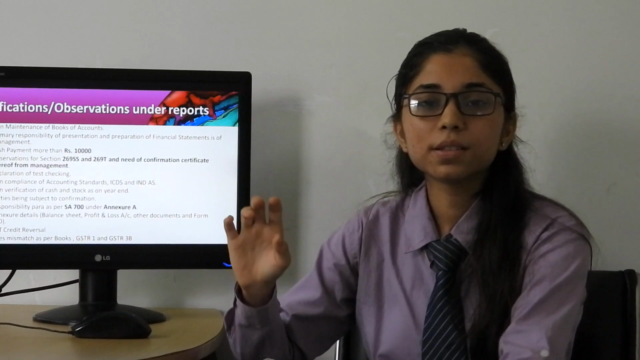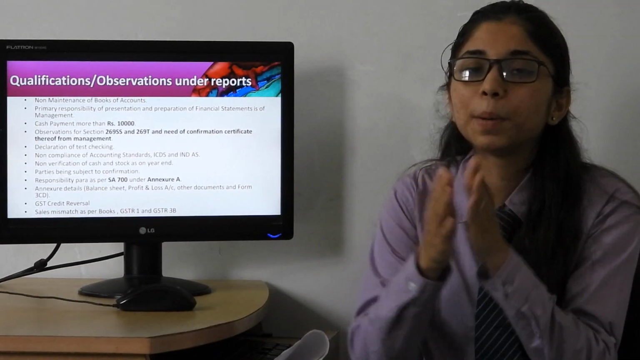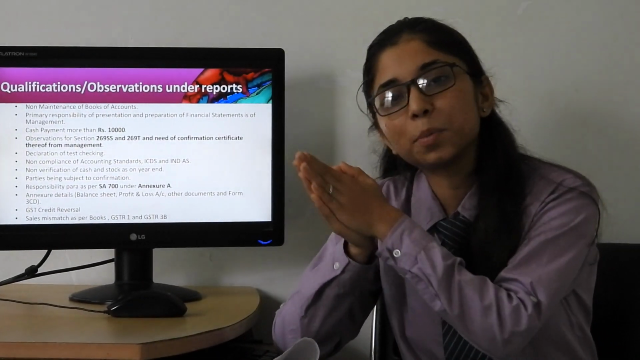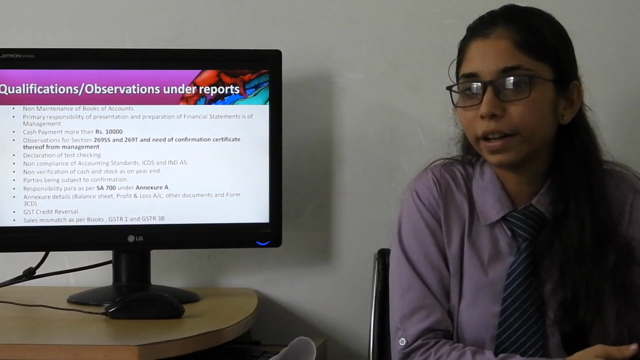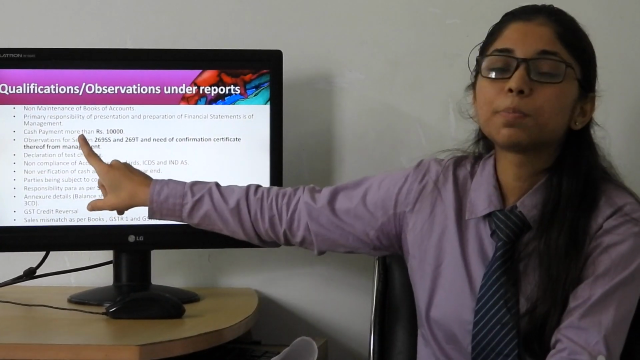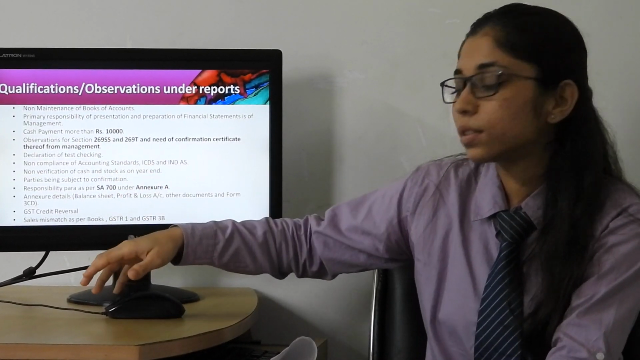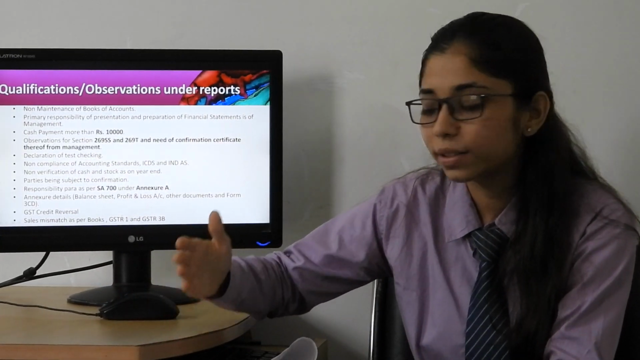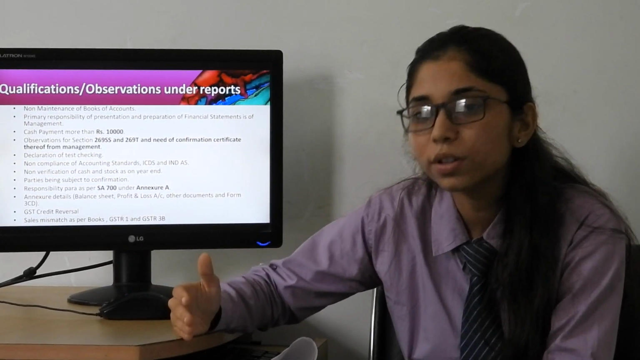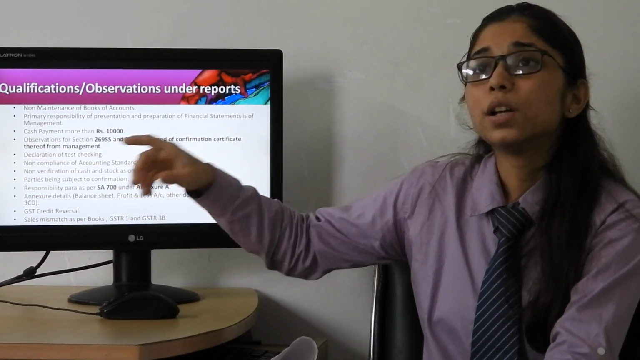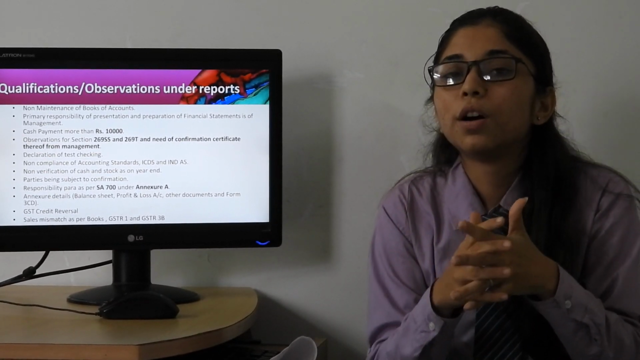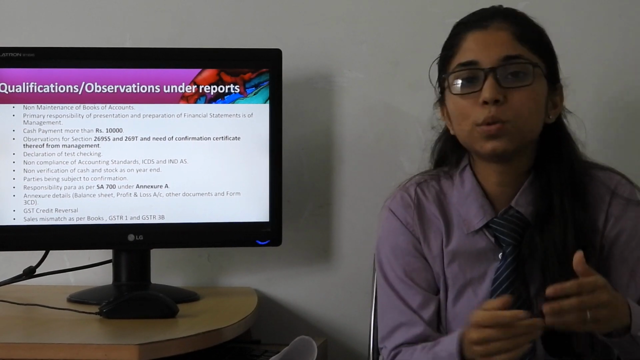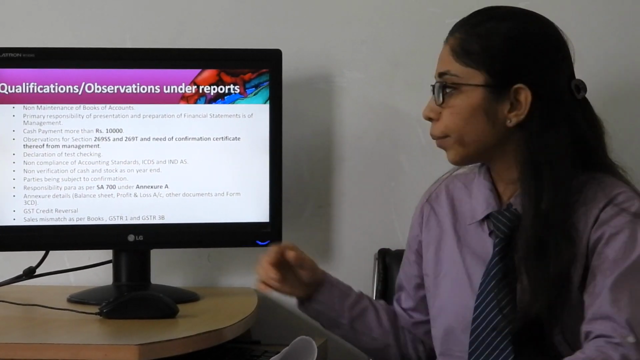These are the qualifications which are important in nature. We need to disclose that preparation and presentation of the financial statements is the responsibility of management, and it's important to disclose so that we are not under any liability. Next, cash payments of more than 10,000. You need to disclose if the assessee has paid any amount of more than 10,000 in cash. Next, you need to obtain a management certificate for the persons covered under sections 269SS and 269T, which we will deal with later on.